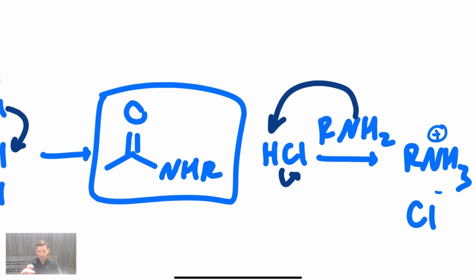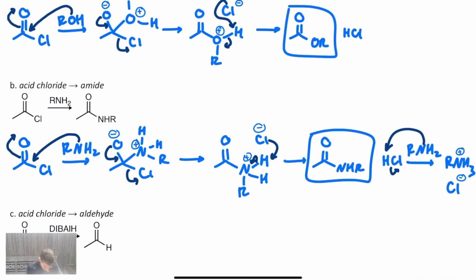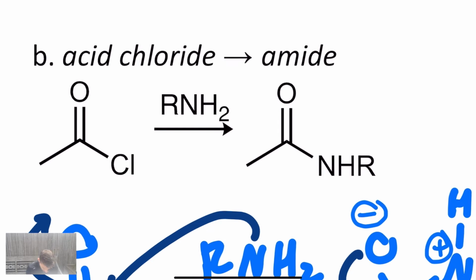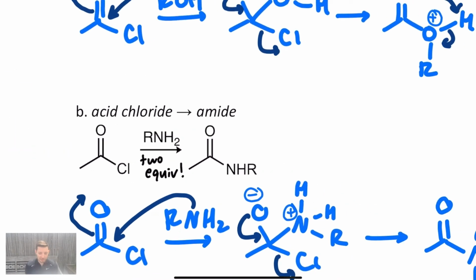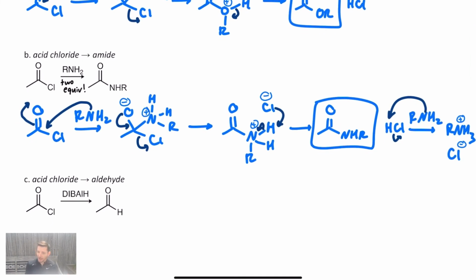So we consumed a second equivalent of our amine to do this, which means if you want to make an amide from an acid chloride, go back up to the top and modify this and say 2 equivalents. You're going to consume a second equivalent of that amine. You can't stop it because of that acid-base reaction that happens at the very end. We'll see there's other ways to make amides from other acid derivatives where you don't have to use 2 equivalents, but in this kind of reaction, you do.